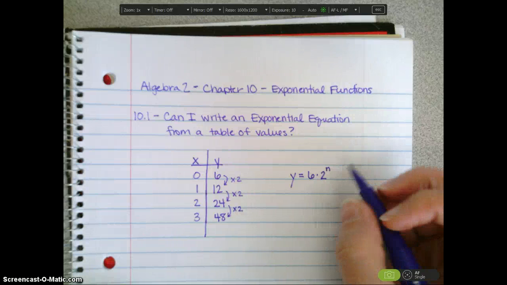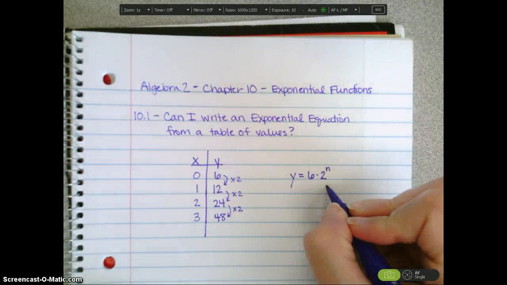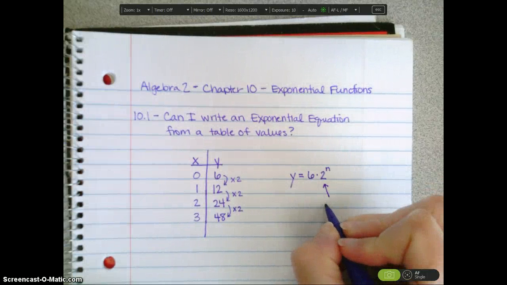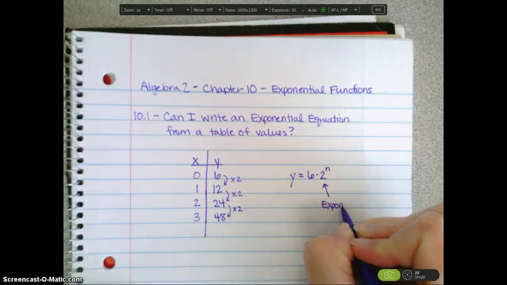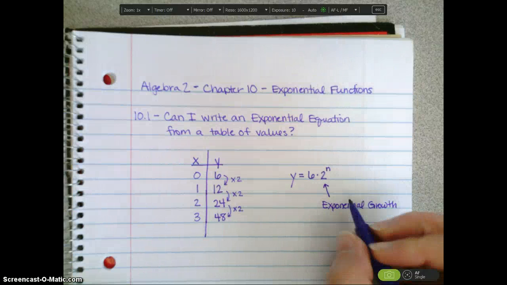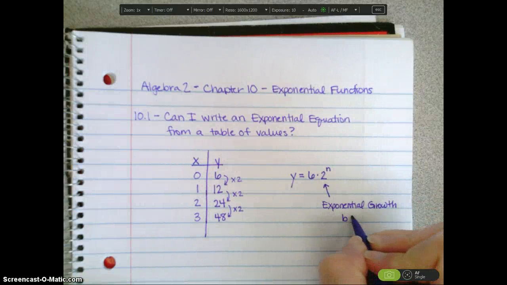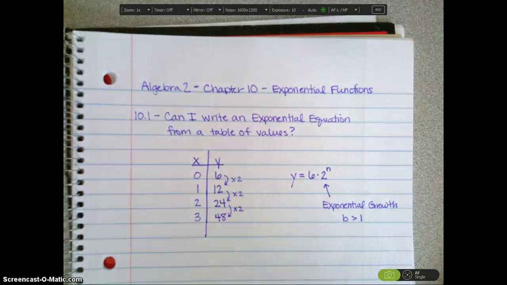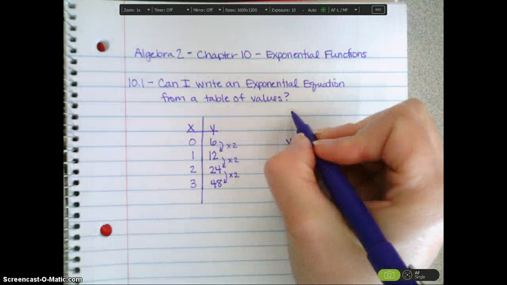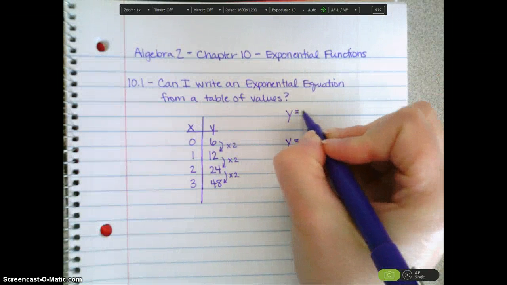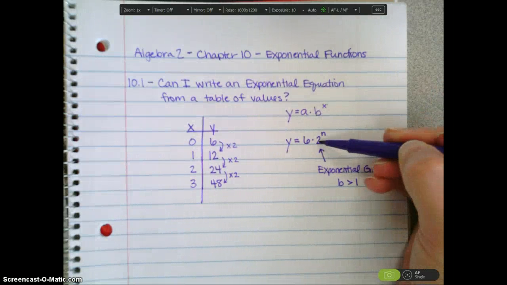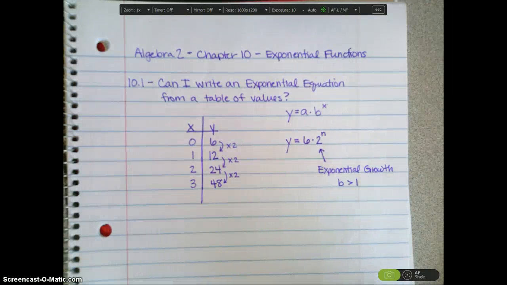The other thing we talked about in section 10.1 was that when you looked at what you multiplied by, this 2, we knew this was going to be exponential growth because that value was greater than 1. So if you had exponential growth, the b value was greater than 1. The reason we say b value is because the generic form for all exponential functions is y equals a times b to the x. So if this number that's raised to the exponent is greater than 1, we have exponential growth.